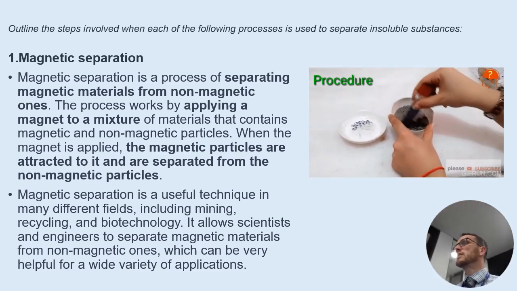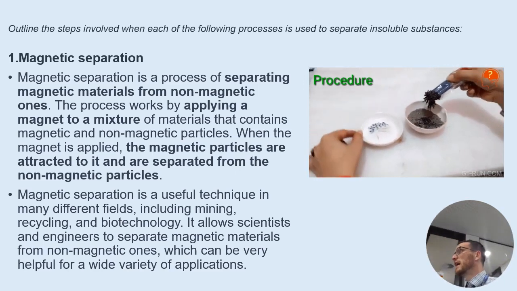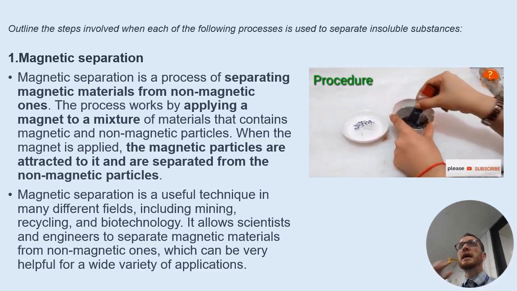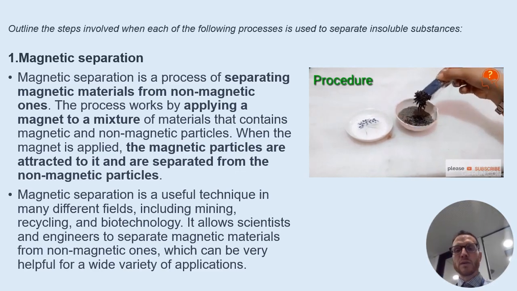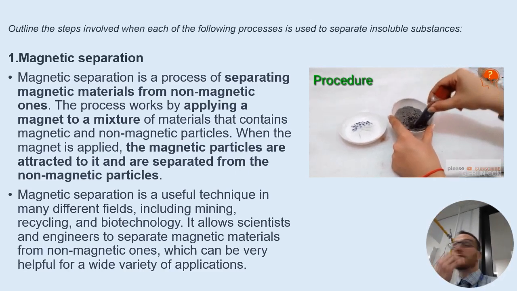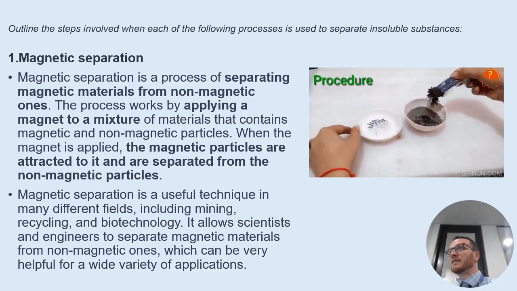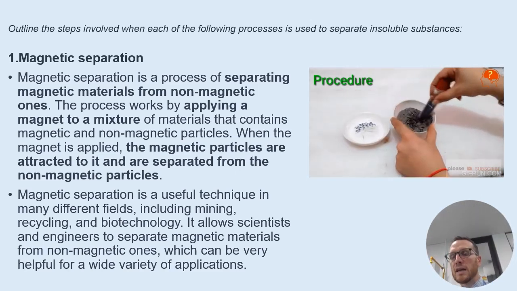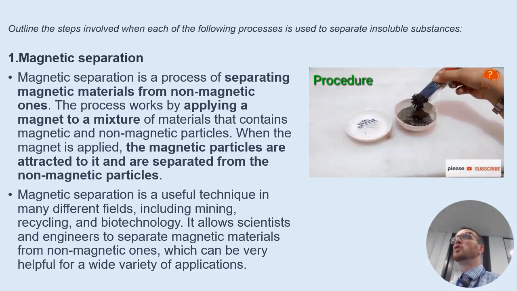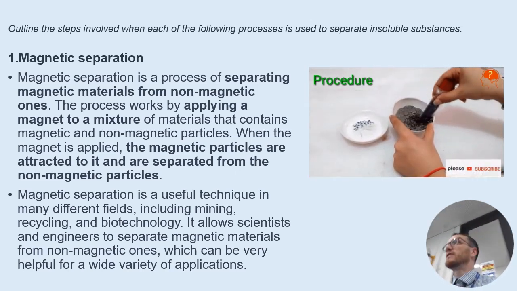Yeah? So those substances that can stick onto a fridge, for example. So magnetic separation is a method in which we use a magnet to extract the components that attract to a magnetic field. An example of that is iron filings within sand. The sand itself is non-magnetic, not attracted to a magnetic field. The iron is known as a ferromagnetic substance, attracted to a magnetic field, and can be drawn out by the magnet. This technique is useful particularly in mining, recycling, and biotechnology.